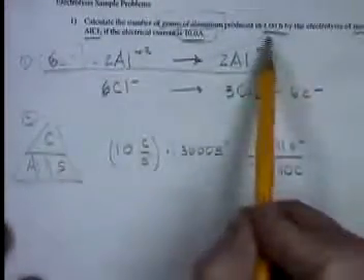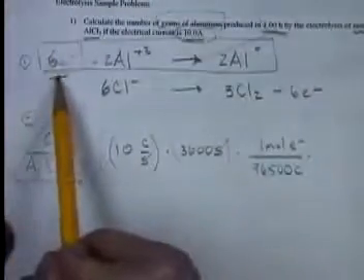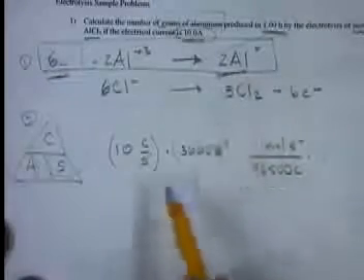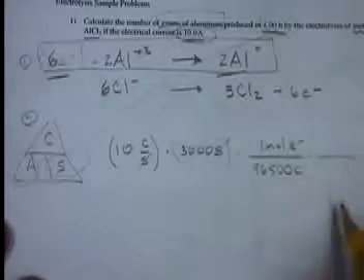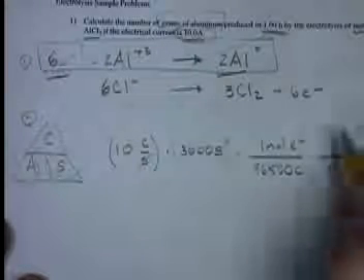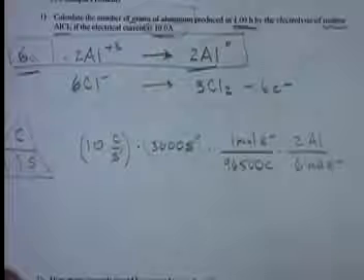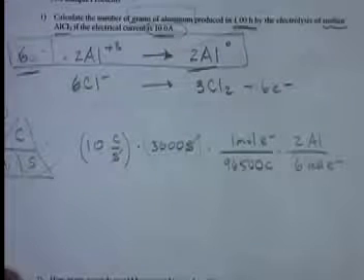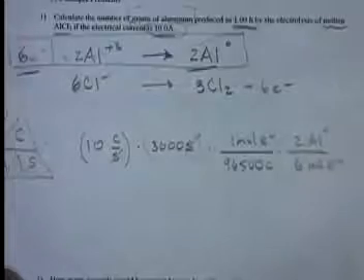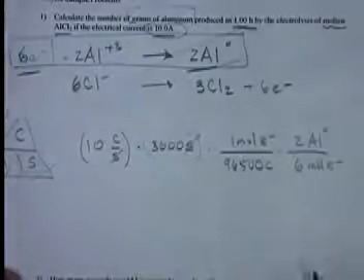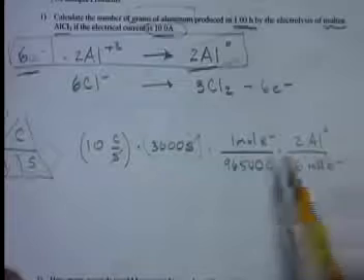Now if I look at the balanced half reaction, notice that for every 6 electrons that are transferred, 2 aluminums are formed. And so I can write a relationship saying that for every 6 moles of electrons transferred, 2 solid aluminum atoms, or 2 moles of solid aluminum, are formed. I'll put Al with a little 0 up here since we know it's aluminum solid that was formed. Now, since we know the number of moles of aluminum, we can convert that to grams.